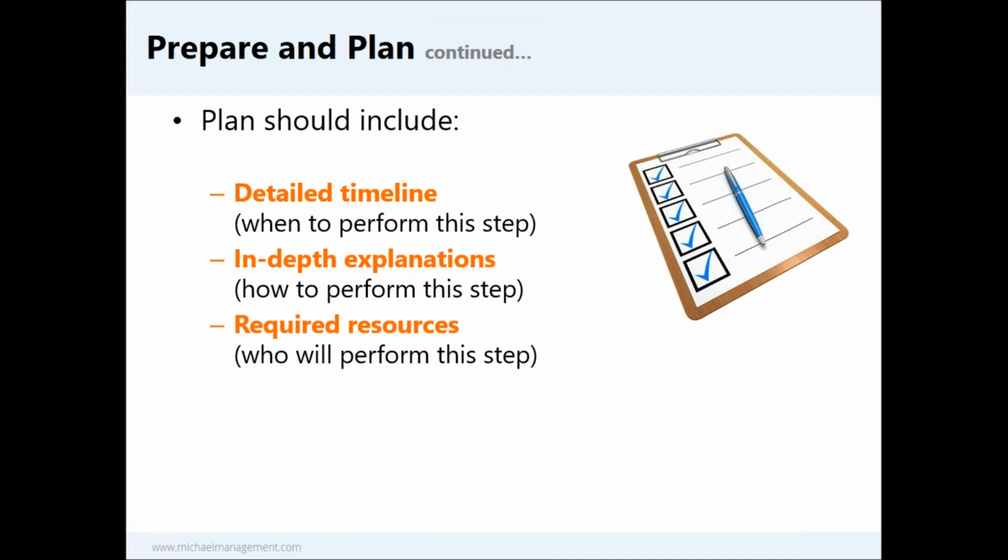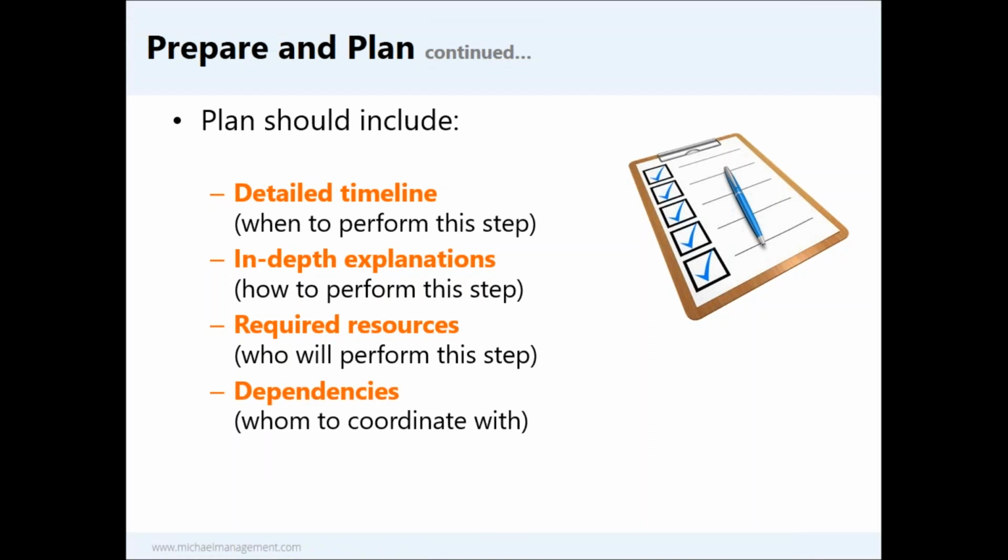Also, you should spell out who the required resources are, who is actually performing this step, who's responsible for it. And you might go as detailed as naming names, right? So Bob, you need to perform this step on December 15th, and here's how you do it. Or you might identify a resource, a department, or a team member, a team, as opposed to a specific person. Either way, you need to say who needs to perform this step.